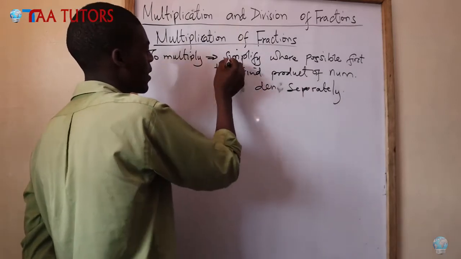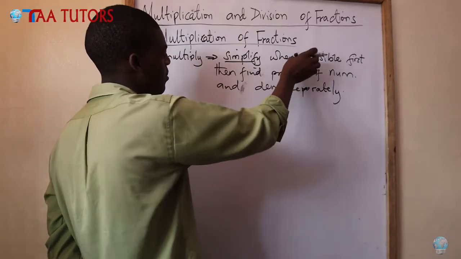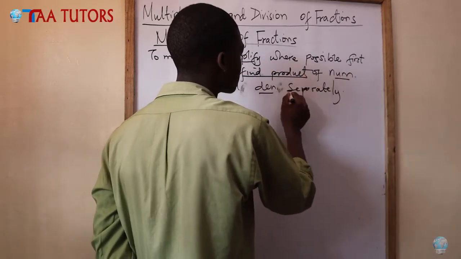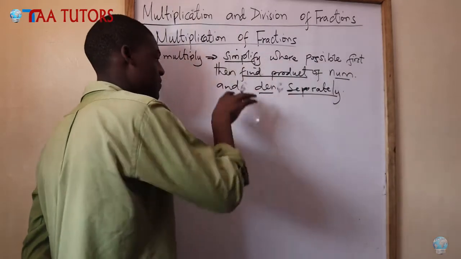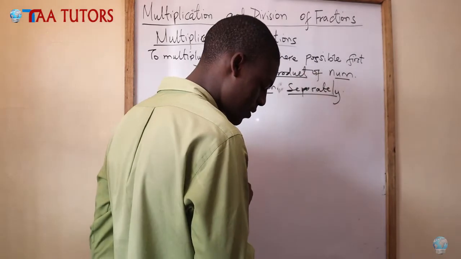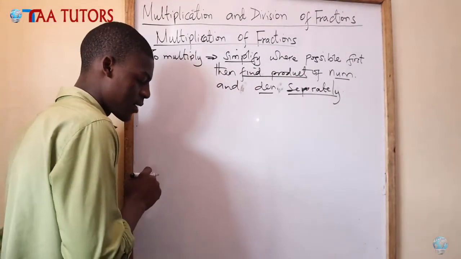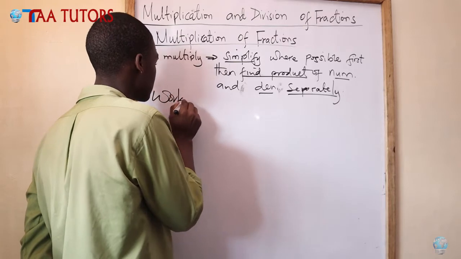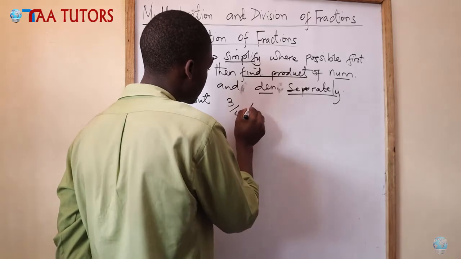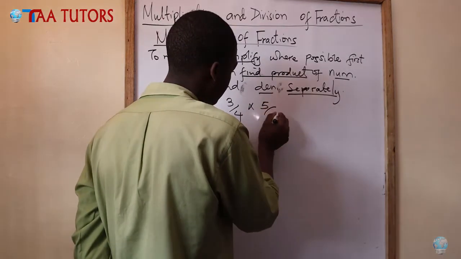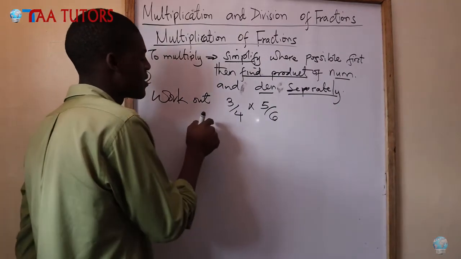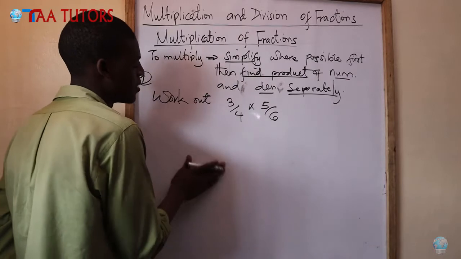We first simplify where possible. After simplifying, then we find the product of the numerator and denominator, but we find them separately. So that after we have found the products is when we now combine them as a fraction. We do it this way. Work out 3 over 4 by 5 over 6. This is our first example. Work out 3 over 4 times 5 over 6.